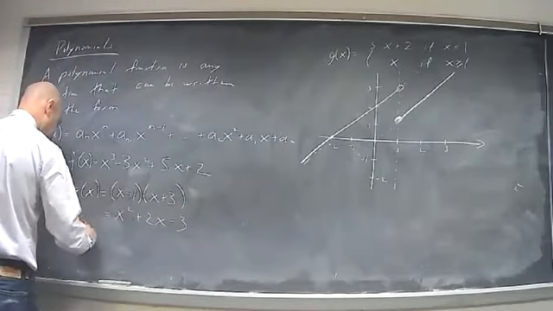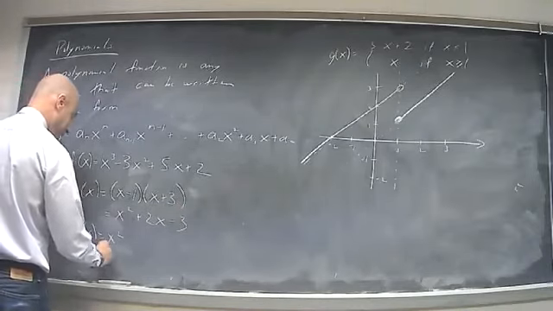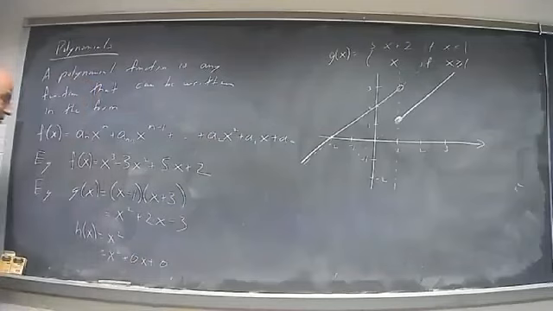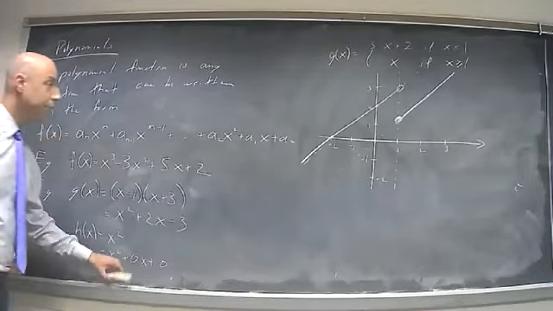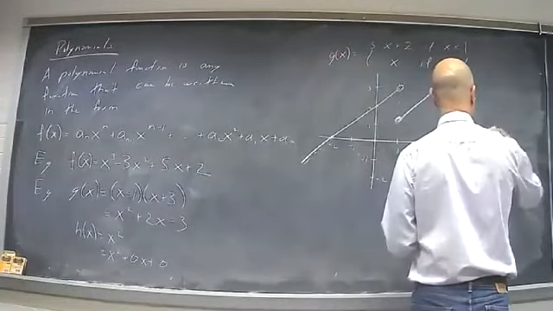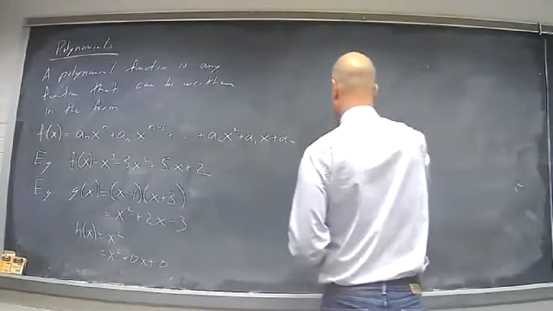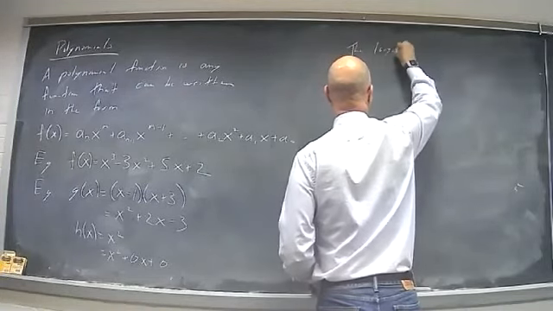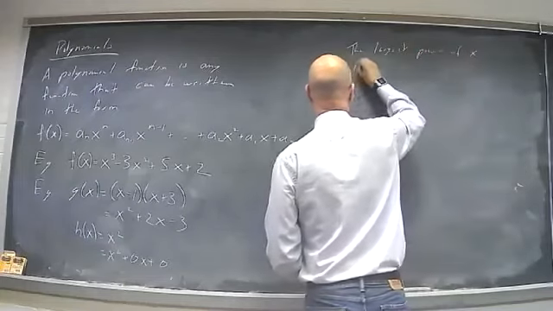Or h of x equals x squared. Just because it's missing some terms doesn't mean I can't write them in. I could write this as x squared plus 0x plus 0. So any function you can write like this is a polynomial. The largest power of x is called a degree.